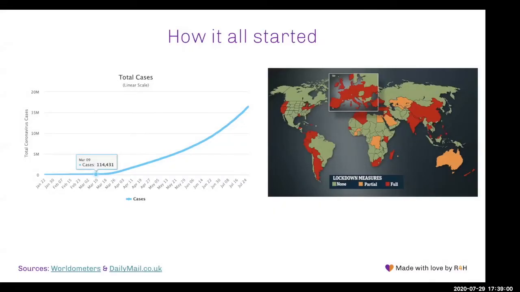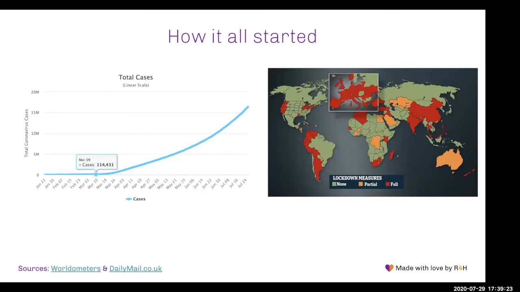Right, so let's start off with a bit of background and context as to how we started. We started back in around March when the coronavirus cases started skyrocketing around the world. Here you can see on the left, that's just Worldometer's case numbers. And on the right, you see this map of lockdown measures being taken all across the world.